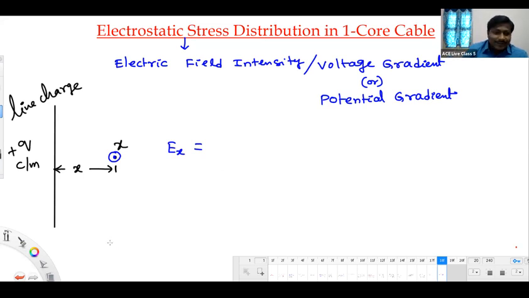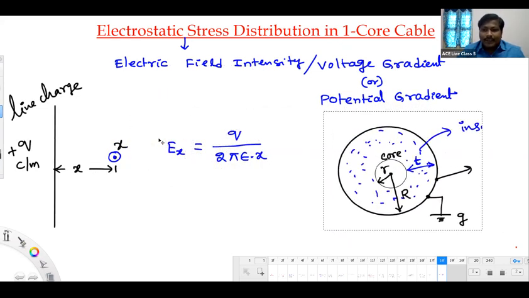What's the formula? Is it Q by 2 pi epsilon X? I can write Q by 2 pi epsilon into X. That is the field intensity at a point X beside the line charge. This formula we are going to utilize to find out the field intensity in the cable cross section.